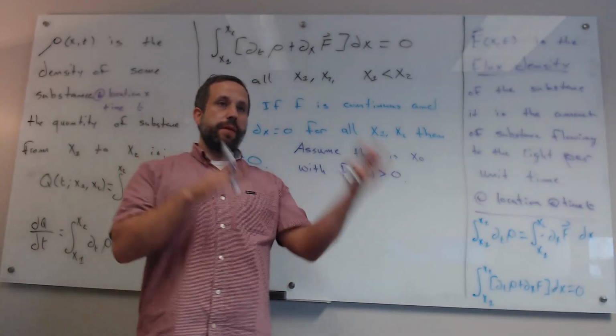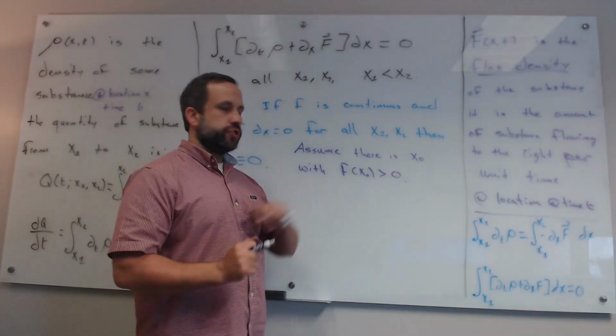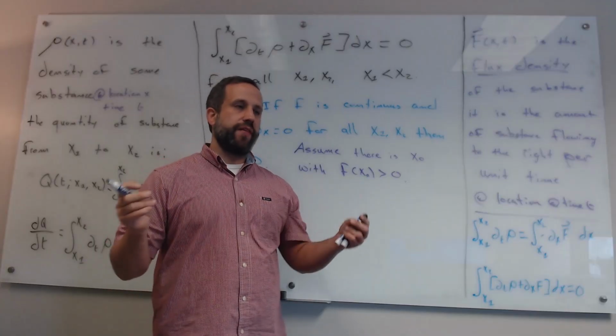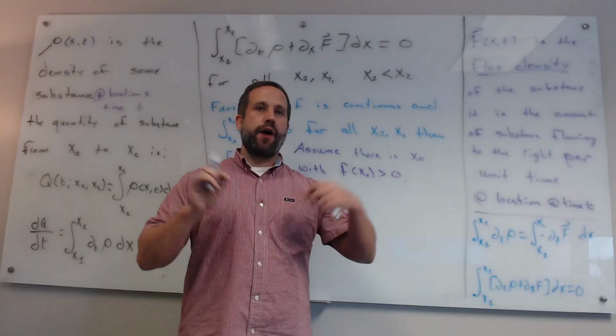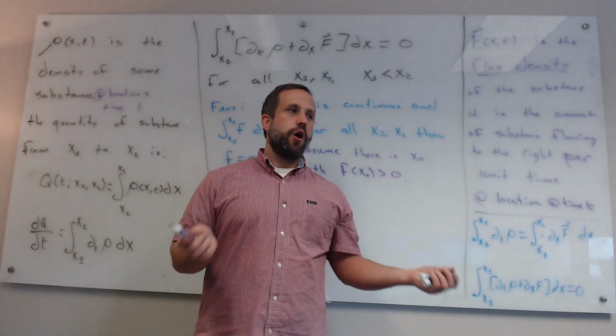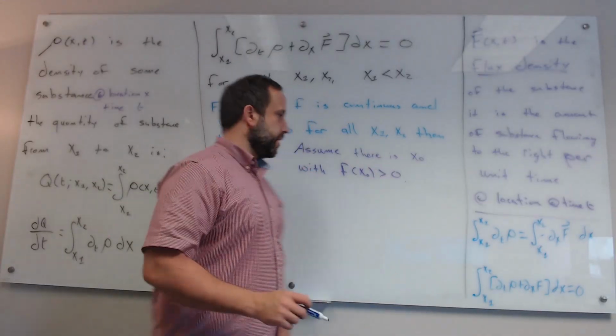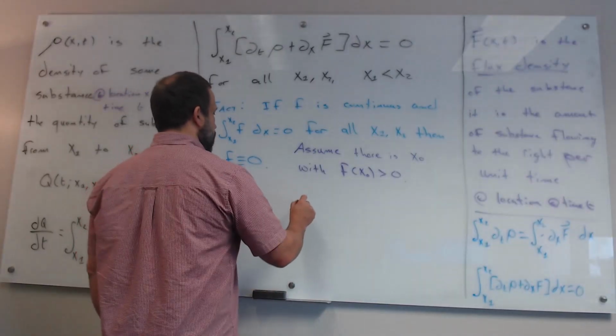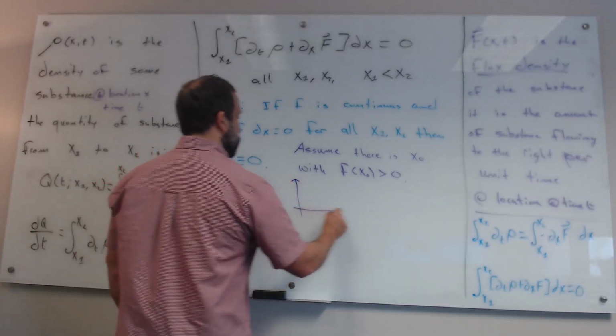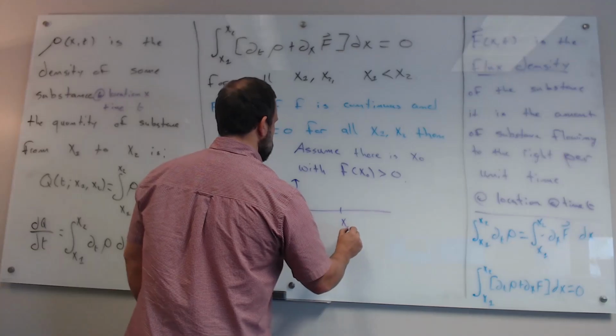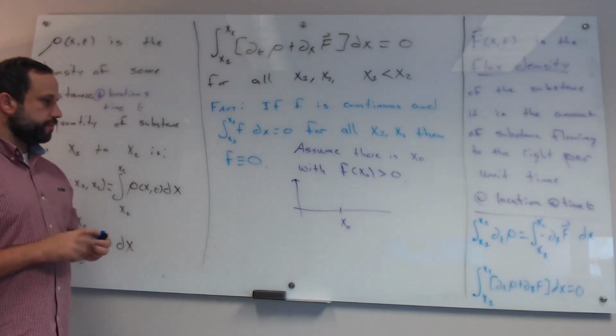That means it's either going to be positive or negative. I'm just going to assume it's positive, and then you can modify the proof or somehow figure out how to handle the situation where we assume that f of x naught is negative. Okay, so assume there's some x naught with f of x naught positive.